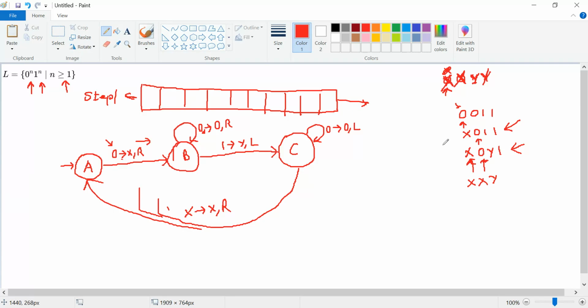Now this is the next scenario. You have crossed off the second zero with X, and now if you move right, what you see is a Y. But we have a transition only for zero in state B. When you see a zero, you have to leave zero as it is and move right. That's what we have written here. But now we have seen a y. So in state B, if you see a y, you have to decide what to do.